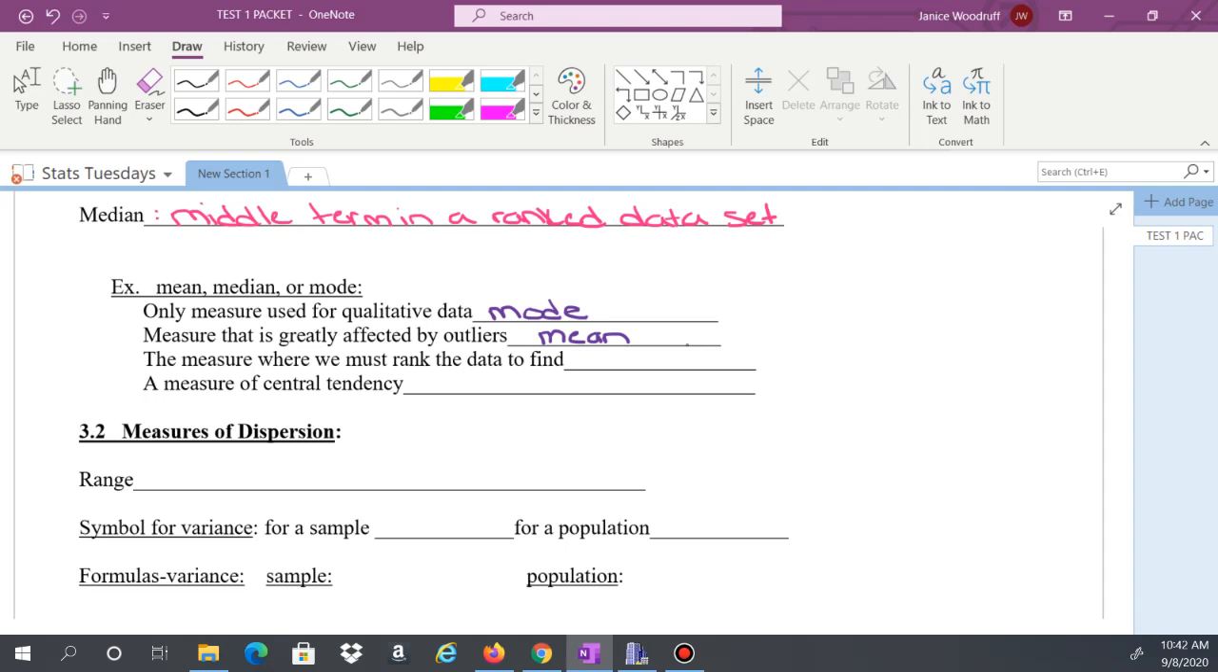Where must we rank the data? Median, yeah. And then a measure of central tendency, that's going to be all of the above.